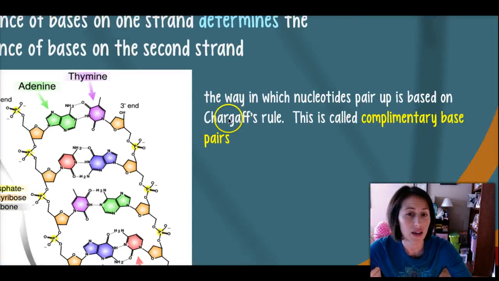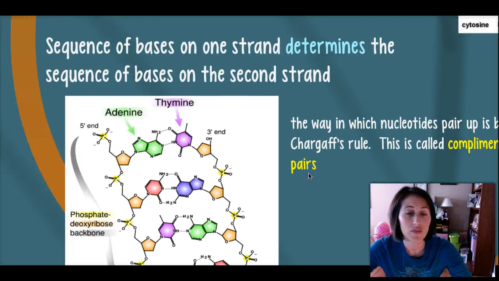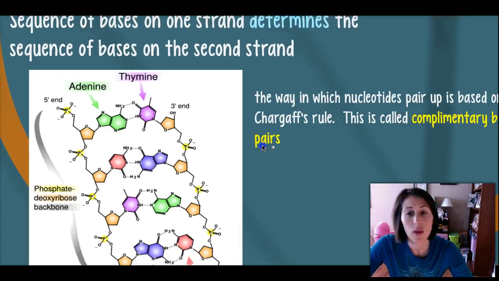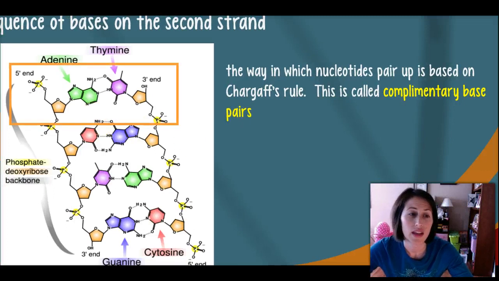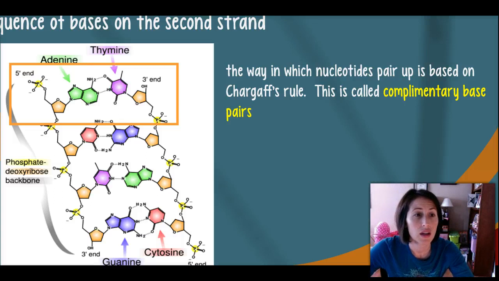So what he said is the sequence of bases on one strand determines the sequence of bases on the second strand. Okay, so the way that the nucleotides pair up is based on his rule. So we call that complementary base pairs. And that's just, again, showing you what I just showed you on that last picture, that the adenine is always paired with the thymine and that the cytosine is always paired with guanine.